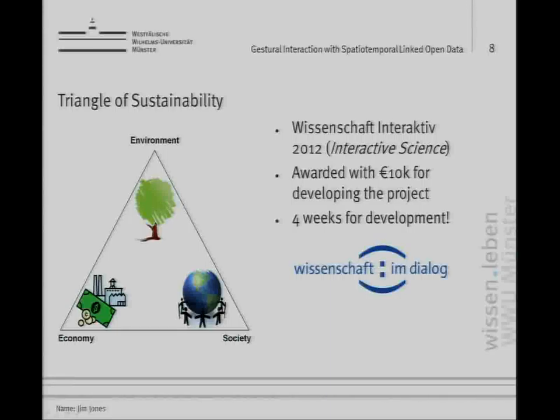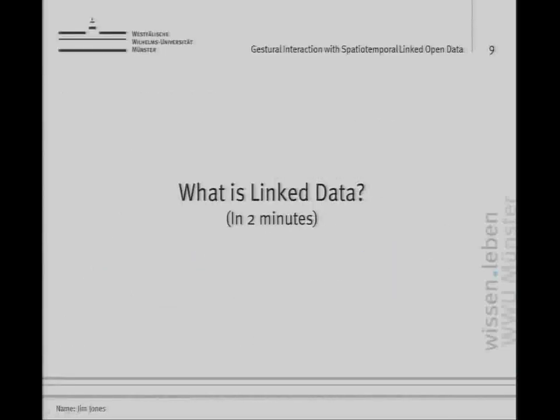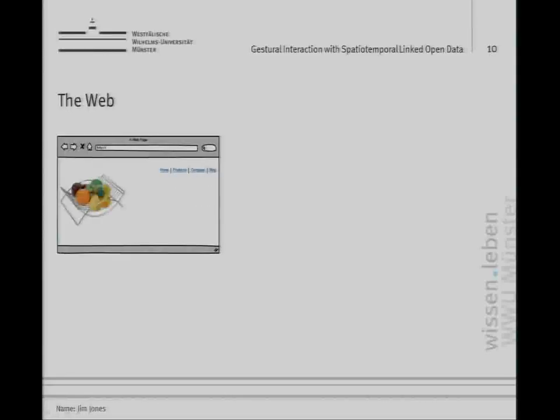And we thought, we have to correlate this several information. How to do that in a nice way? Then we had the idea to use linked open data for this. But what is linked open data? I'm going to explain that in 2 minutes. I'll try to be very short.